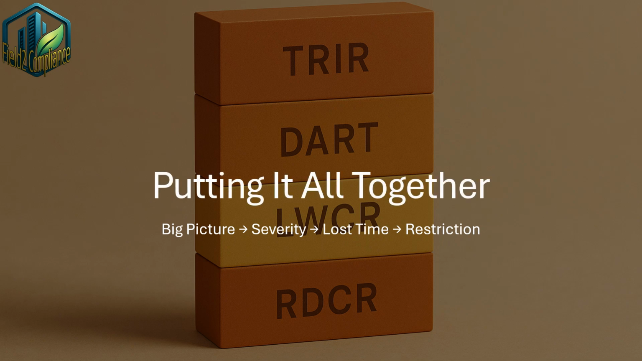Here's how to remember it for the exam. TRIR equals all. DART equals serious. LWCR equals lost time. And RDCR equals restricted work. Think of it as big picture, severity, lost time, restriction. That rhythm locks it in for test day.